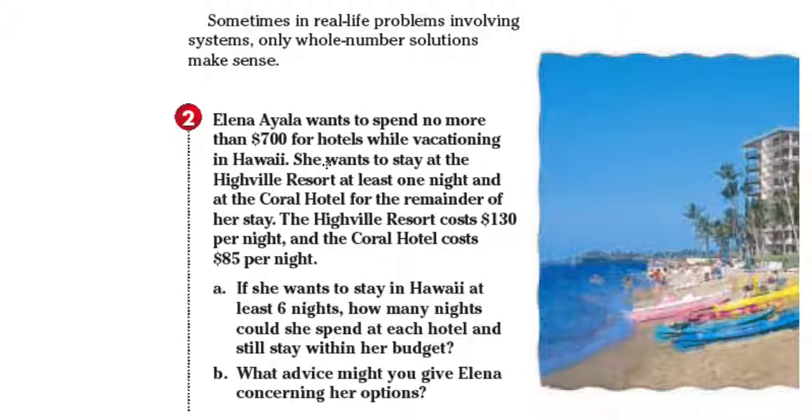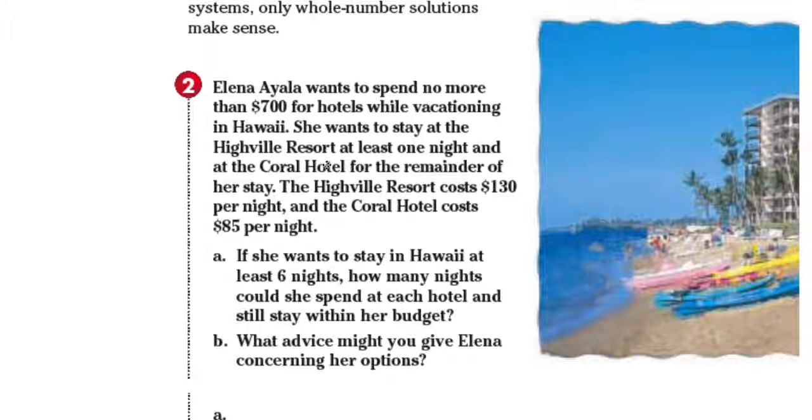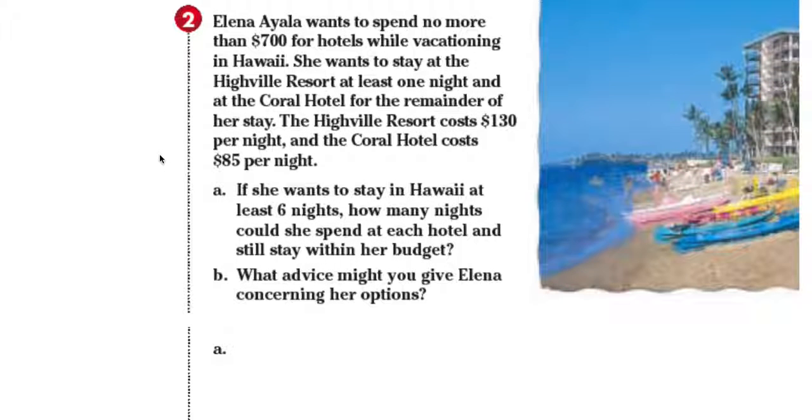Sometimes in real life problems involving systems, only whole number solutions make sense. Let's take a look at this application. Elena Ayala wants to spend no more than $700 for hotels while vacationing in Hawaii. She wants to stay at the Highville Resort at least one night and at the Coral Hotel for the remainder of her stay. The Highville Resort costs $130 per night, and the Coral Hotel costs $85 per night.